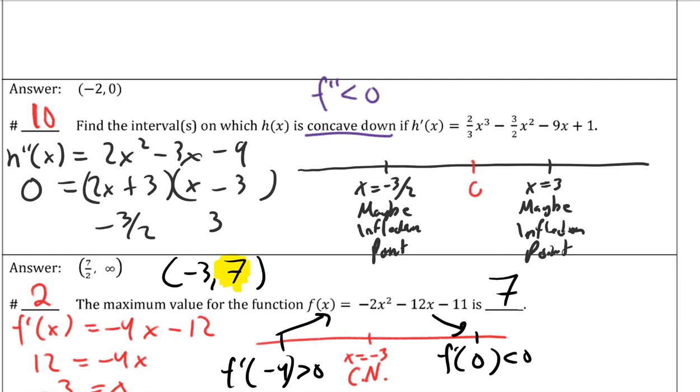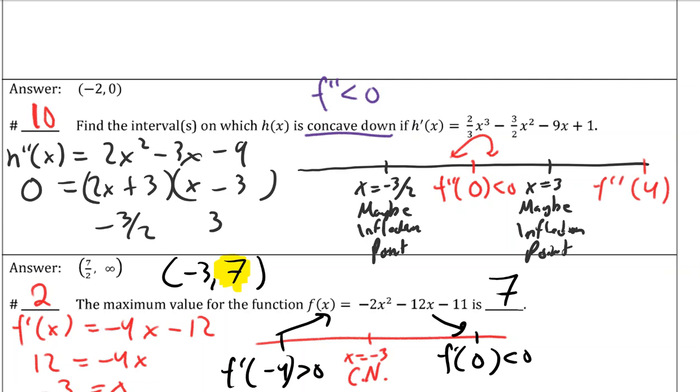So test something like 0 into the second derivative. We would get 0 minus 9, which is negative. When the second derivative is negative, it's concave down. Try something to the right of 4 or 3, like 4. So maybe throw 4 into the second derivative.